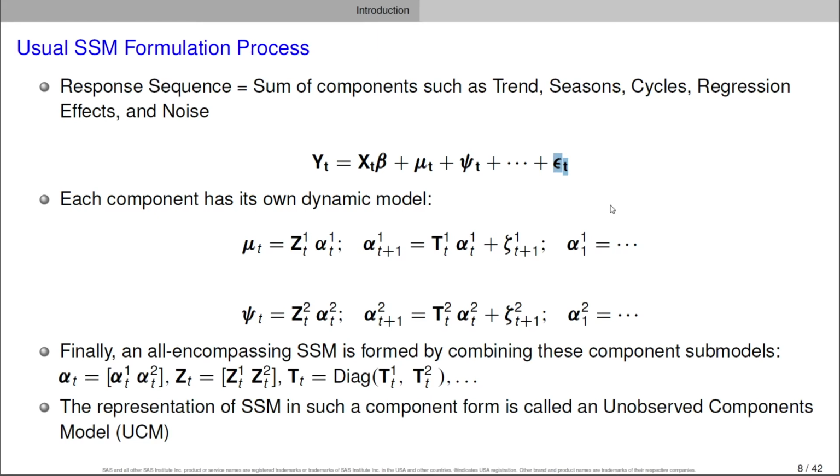In order to see this, we just have to realize that these components that we have included in the model equation themselves have state space form. For example, if mu_t were a random walk model, we already know its state space form. We know how its state looks, how its state evolves. That is, we know its transition equation, we know its initial condition. Similarly, if psi_t is a cycle, then we know its state space form. We know how its state vector looks, how its transition matrix looks.